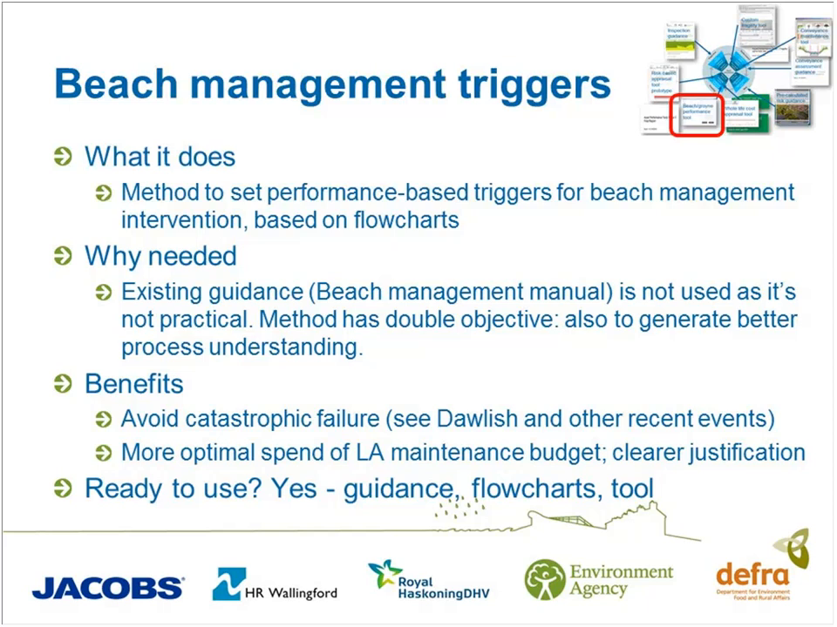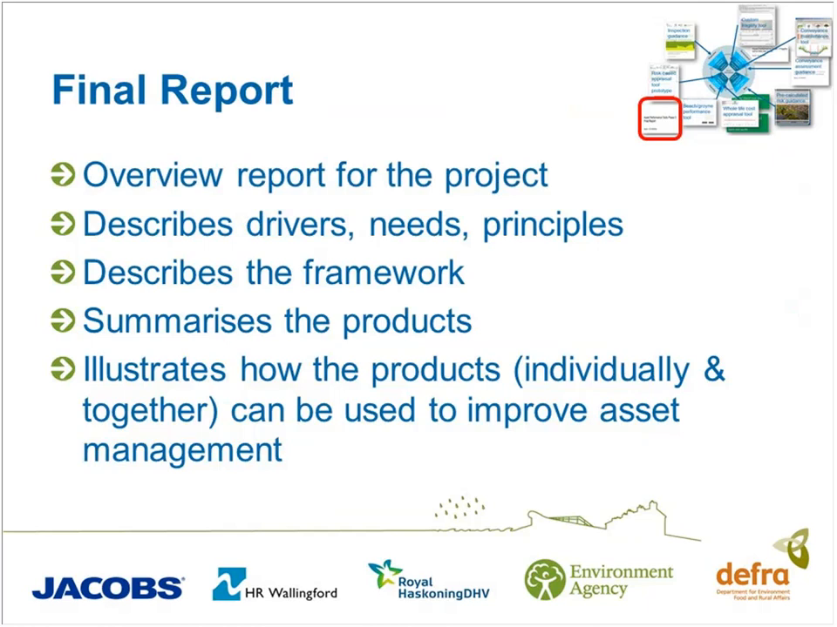And as I said, the aim is to be proactive, to limit and hopefully remove the failures where we have to go in afterwards, such as the storm repairs. It should lead to a more optimal spend of the local authority maintenance budget, with a clearer justification about why the decisions have been made to intervene or not to intervene at different times. It's available for use. It's a guidance document with flowcharts in it, and a software tool that guides you through that. So Jaap will lead us through that.